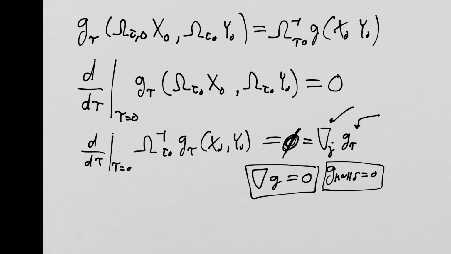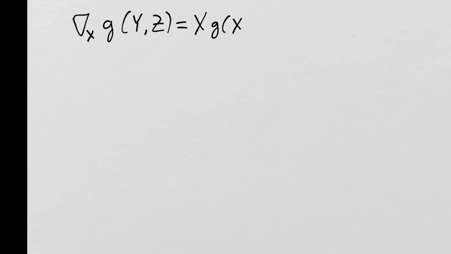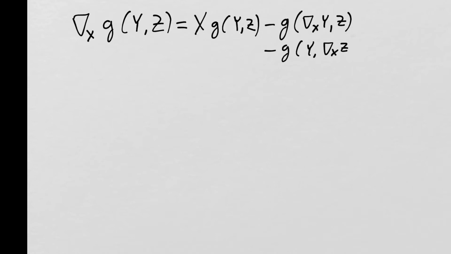So with that in hand, we start exploiting this to make our calculation. We'll begin by calculating the covariant derivative in the direction x of g applied to, and my notes have y and z in it, so we'll use y and z. And we know from our last lesson that in the abstract notation, this is x applied to the function g(y, z), minus g applied to the covariant derivative of y, z, minus g(y, covariant derivative in direction x of z). That was our basic definition that we derived in our last class, except now we're using just a 0-2 tensor.